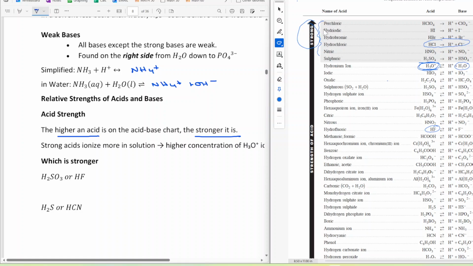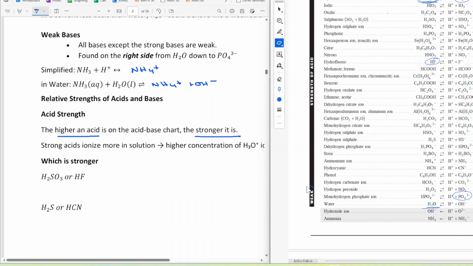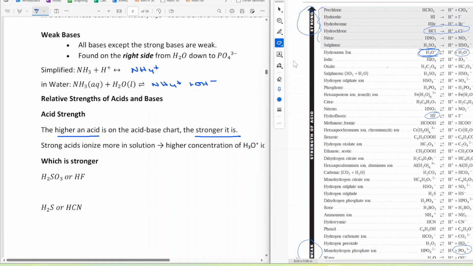These are strong. These are weak. So there's a whole bunch of weak acids, but this is the weakest of the weak. This is the strongest of the weak, and then we've got just strong acids above. So if I asked you which is stronger, you're just looking for which one is higher on the list.